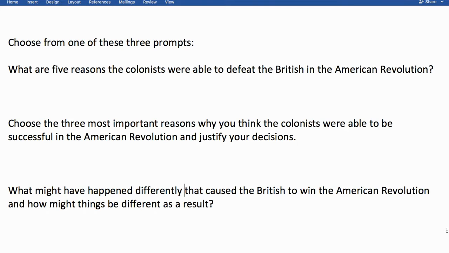The second question is choose the 3 most important reasons why you think the colonists were able to be successful in the American Revolution and justify your decisions. So now students are having to analyze and justify, or evaluate. There are many reasons why the colonists were able to win, but students must weigh these against one another and compare and contrast them, and then make a decision based upon their own thinking and the information that they have of which had the biggest impact, which were the most important. And then they'd have to explain and justify the decision that they made. They'd have to say, I chose this because of this.